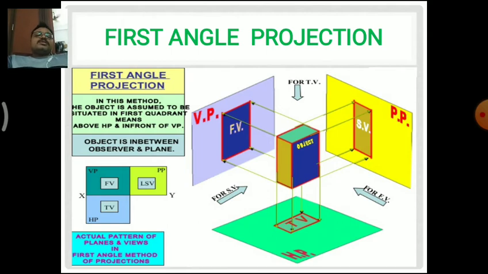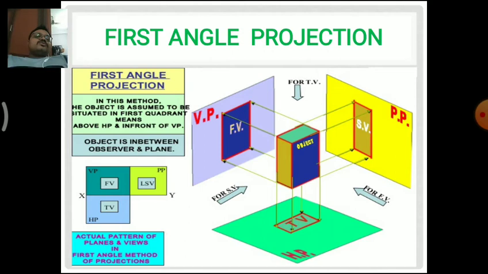So at the bottom you can see the different views drawn in the first angle projection. The front view is drawn above the reference line and the left-handed side view is drawn on the right side of the front view, and this top view is drawn below the reference line, that is the XY line. So the XY line is similarly indicated as the reference line, and this is the actual pattern of plans and views in the first angle projection method.